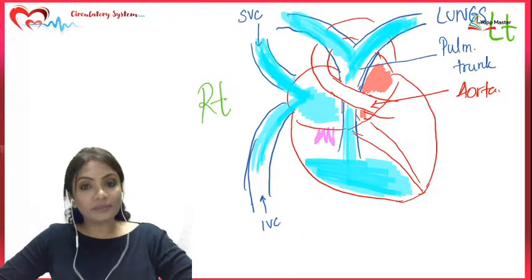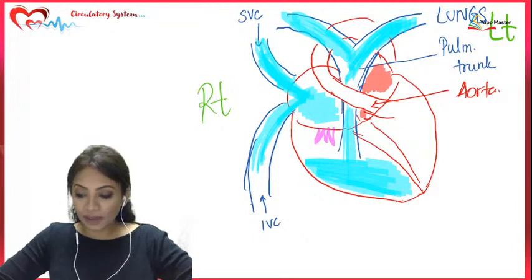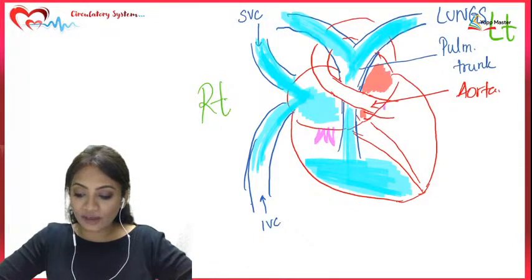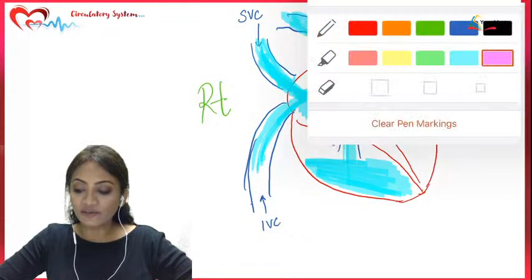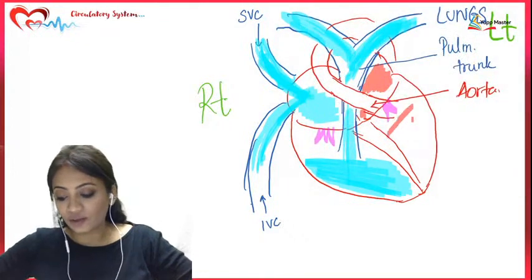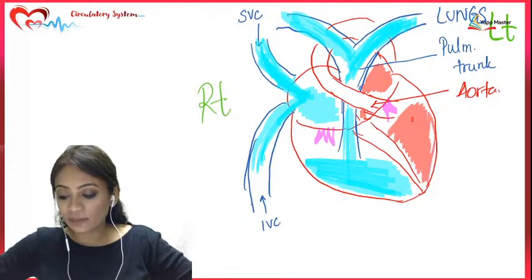Okay, now from this part here, that blood has to enter back into the ventricles through the bicuspid valve, and then through the bicuspid valve, the blood will enter into this chamber here. Which chamber is this? This is the left ventricle.